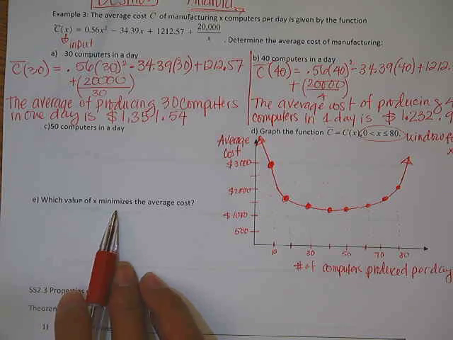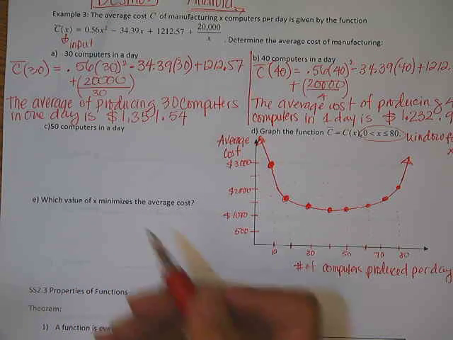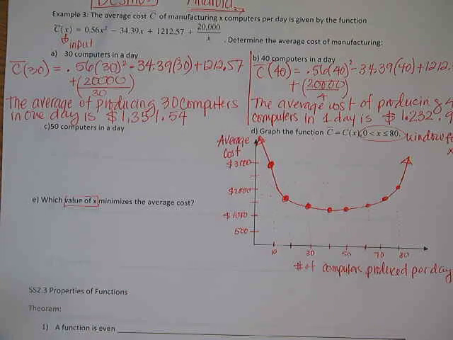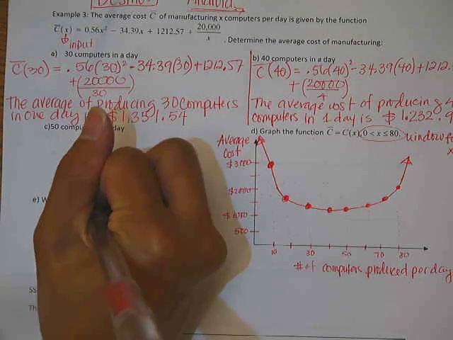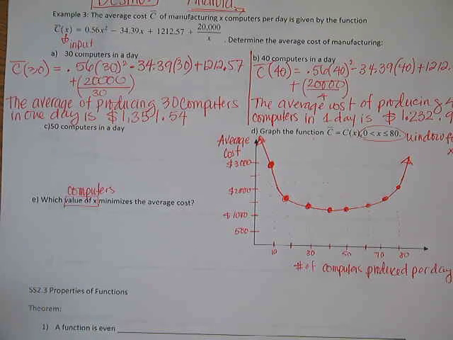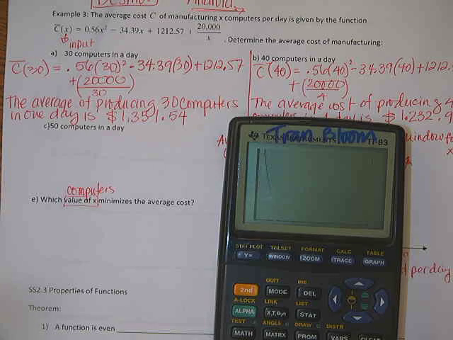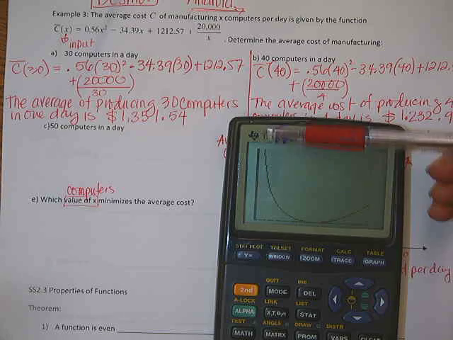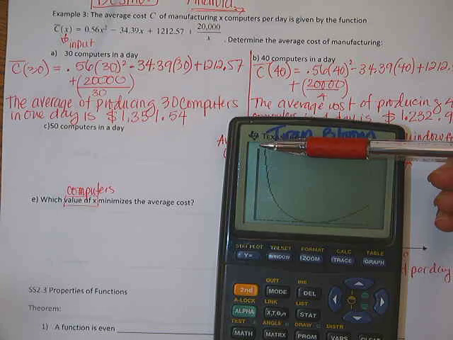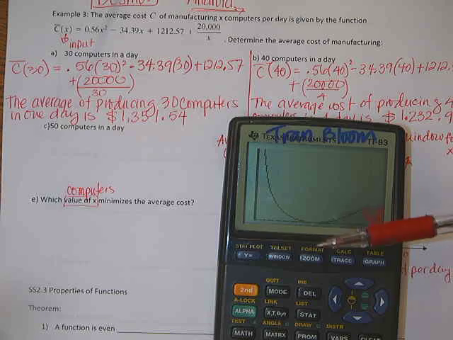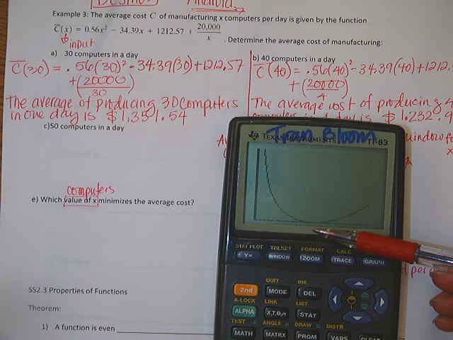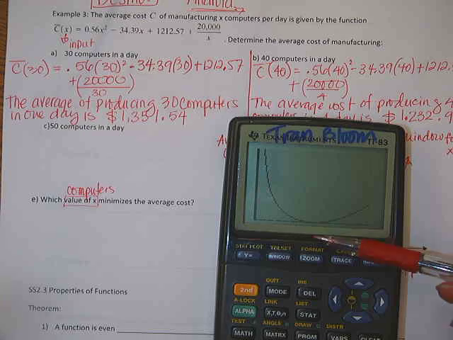Which value of x minimizes the average cost? That means which value of x, okay? X means you're talking about the computers. Okay, and this is where you're going to use your graphing calculator the most. To minimize the cost, here's my graph. Would you agree that the x-axis is the average computers per day? The y-axis is where we're talking about the average cost. And I want the lowest average cost. Well, the lowest average cost should be somewhere down here, right? I don't know where, but I'm going to try to figure this out.